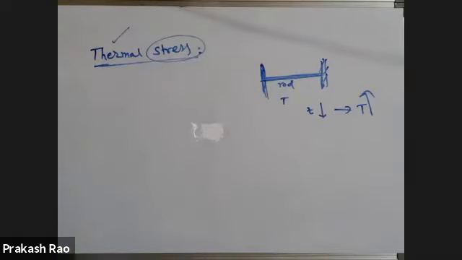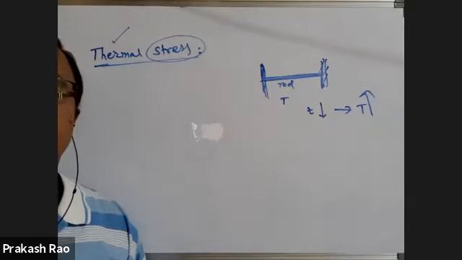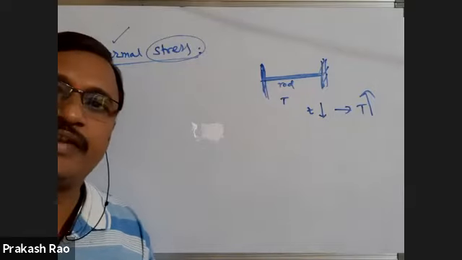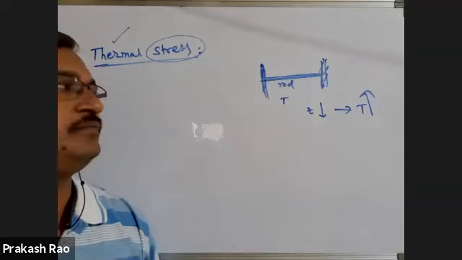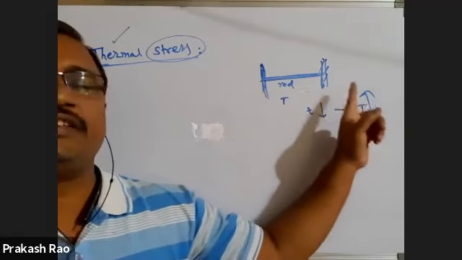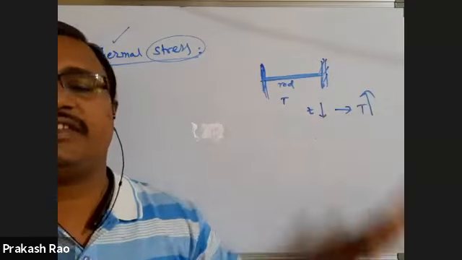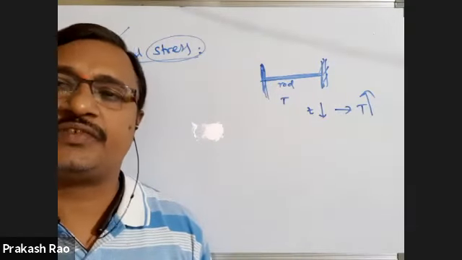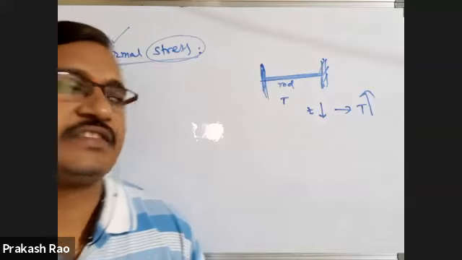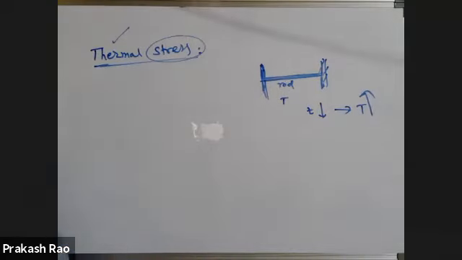That stress created is called the thermal stress. The stress created in the wire or rod due to variation in temperature is called thermal stress. What is meant by stress? Stress is nothing but force acting per unit area. So when temperature changes, the stress also changes. Due to variation in temperature, the stress produced in the wire changes, and it is called thermal stress.